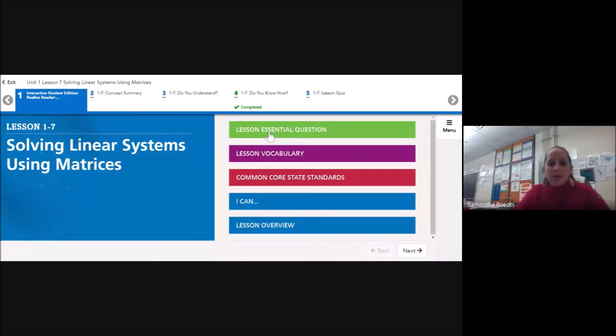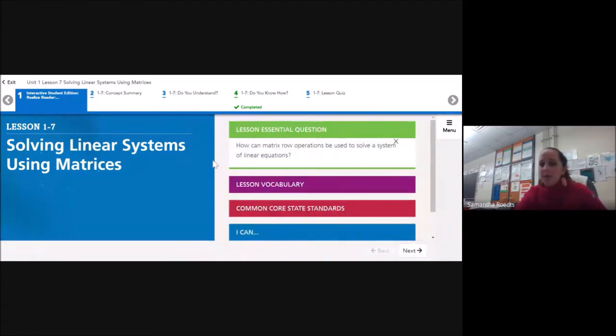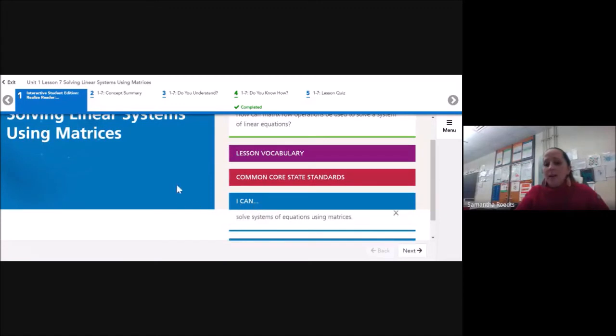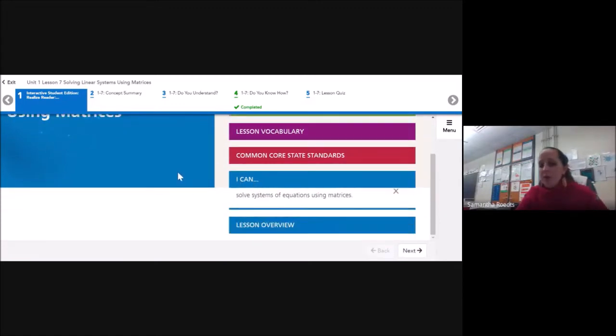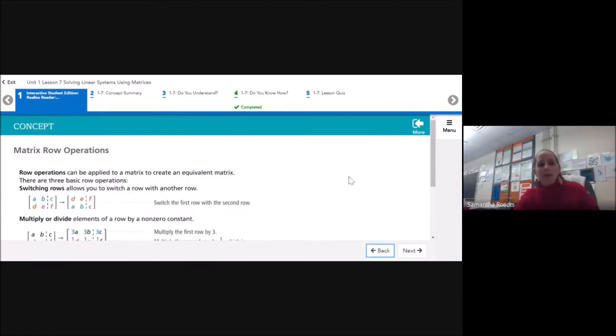Lesson 1.7 is on solving linear systems using matrices. So the essential question is, how can matrix row operations be used to solve a system of linear equations? At the end of this unit, we'll solve systems of equations using matrices. The basic idea of matrix row operations is very similar to what we did in 1.6, where we were solving systems of linear equations. Now you're just doing it in a matrix.